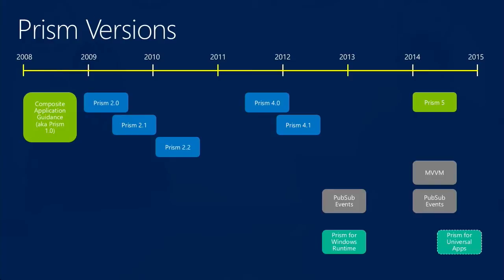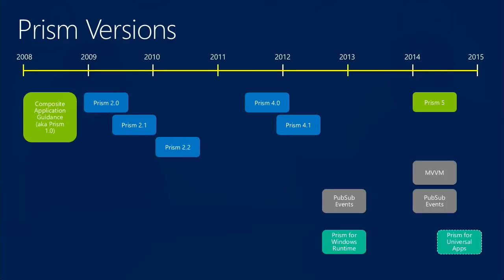So Prism followed suit, and Prism 4 came out. There were a number of new features there. One was they added support for Managed Extensibility Framework as a dependency injection container. They added some navigation features that got further enhancements in Prism 5.